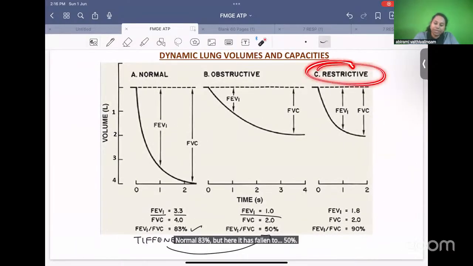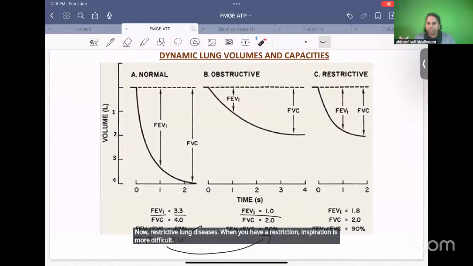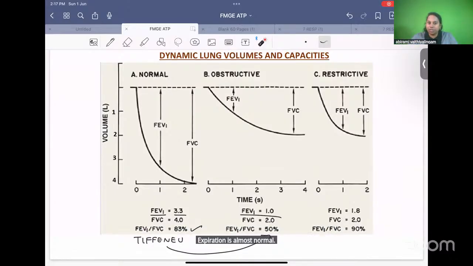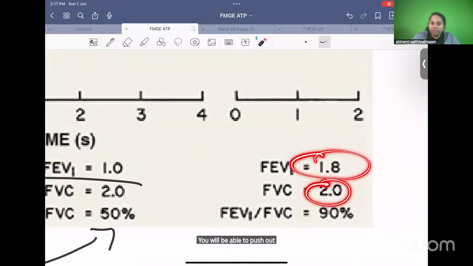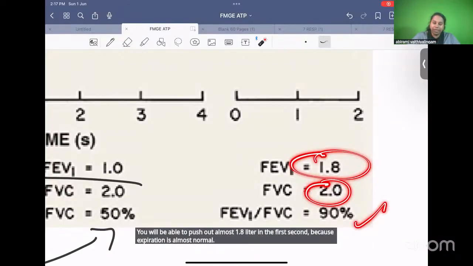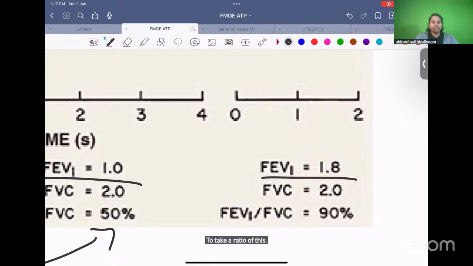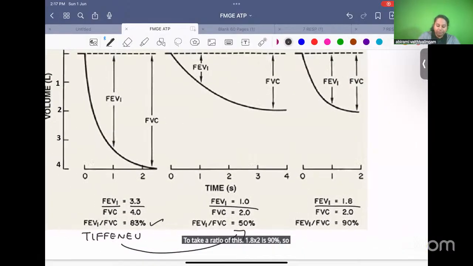Now, restrictive lung diseases. When you have a restriction, inspiration is more difficult. Expiration is almost normal. So since expiration is not affected, out of this 2 liters, you will be able to push out almost 1.8 liters in the first second because expiration is almost normal. You take a ratio of this, 1.8 by 2 is 90%. So the Tiffeneau index increases to 90% in restrictive lung diseases.